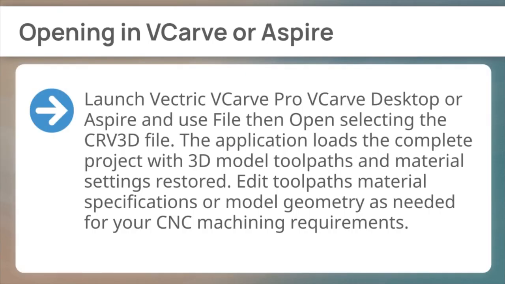Launch Vectric VCarve Pro, VCarve Desktop or Aspire, and use File, then Open, selecting the CRV3D file. The application loads the complete project with 3D model toolpaths and material settings restored. Edit toolpaths, material specifications, or model geometry as needed for your CNC machining requirements.